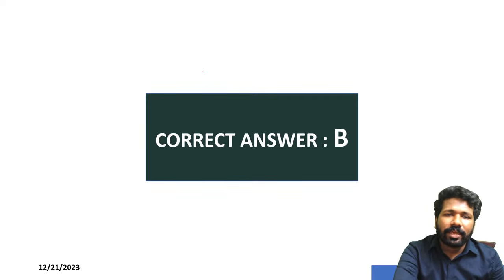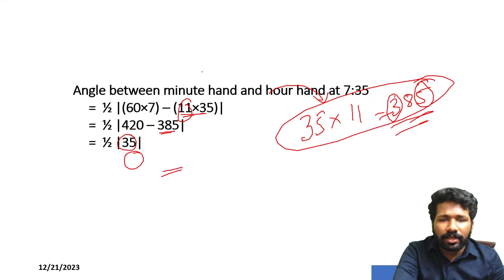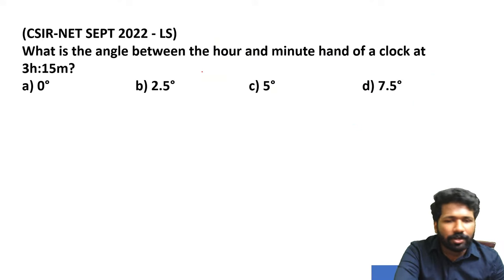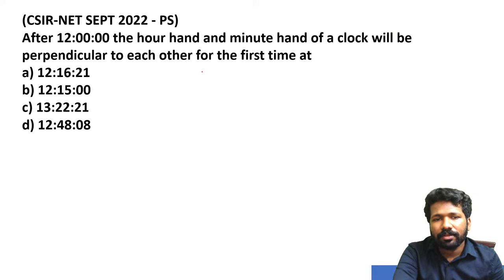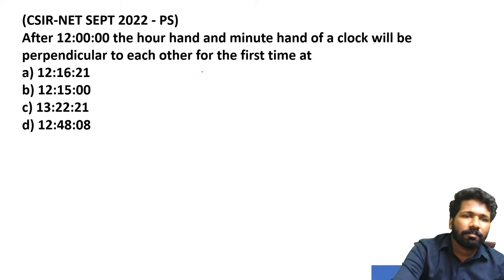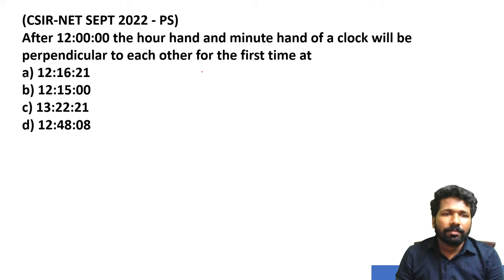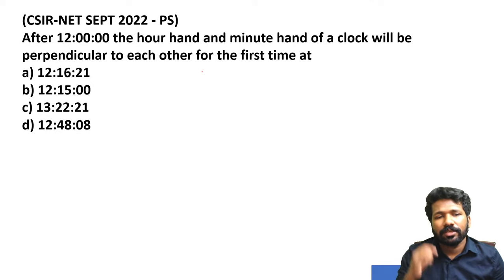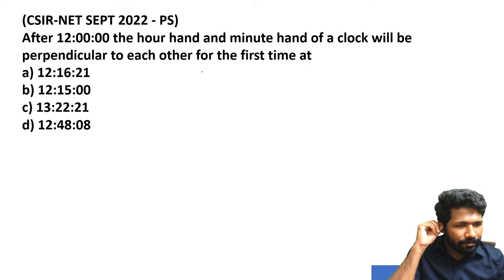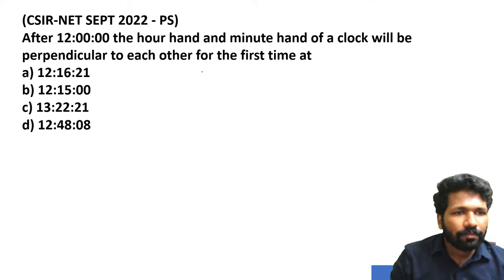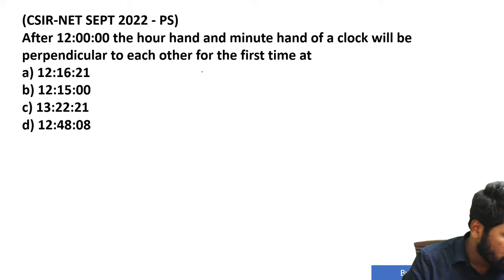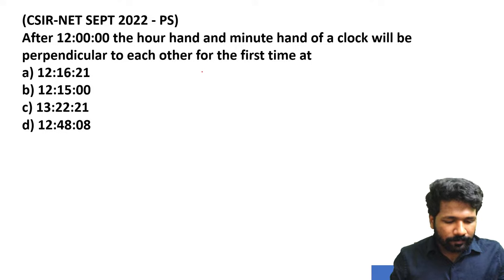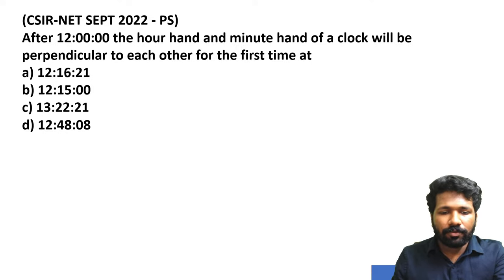Now, this question can be asked in the reverse way also. Here, the hour hand and minute hand values are given, and you need to find the angle between them. Look at this question, September 2022 NET exam problem. Here, a particular angle is given, and you need to find at which time that will happen. All of you make a try. I will give you 2 minutes, all of you try.